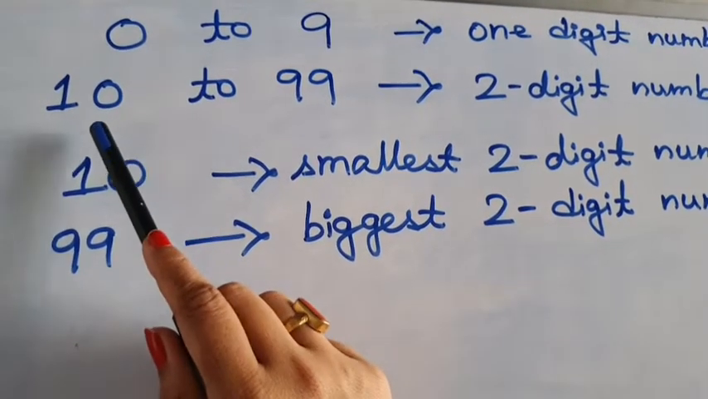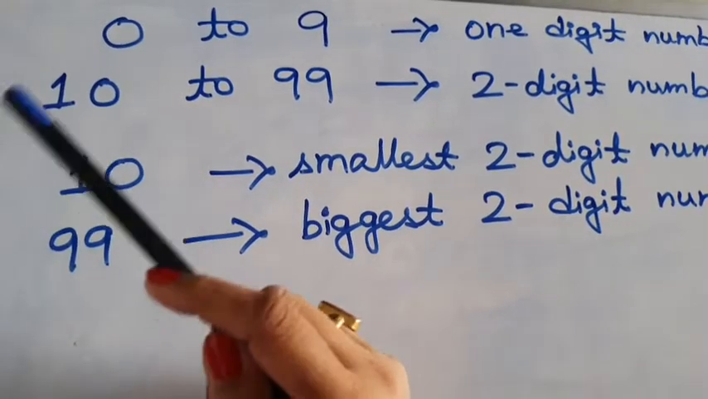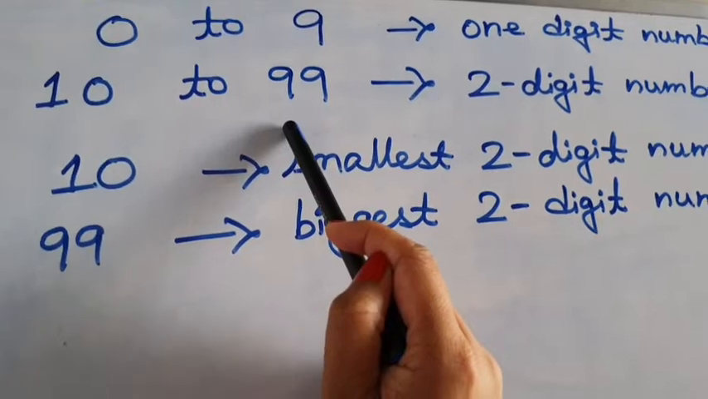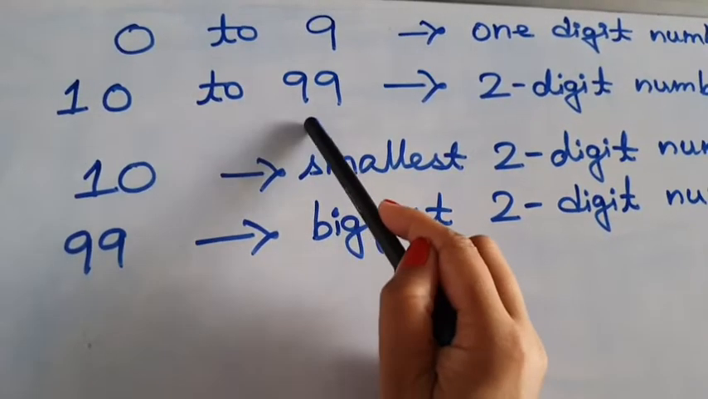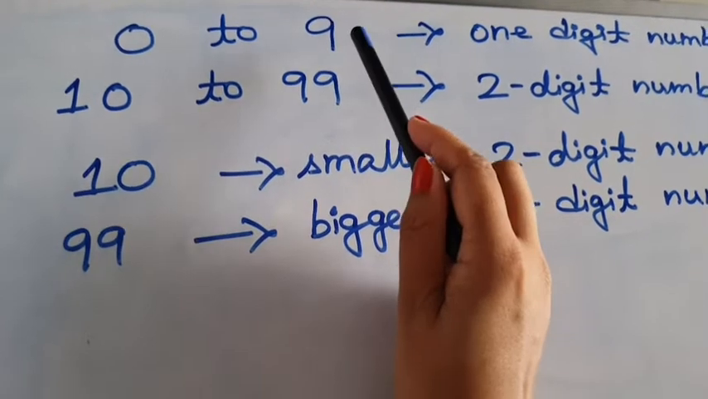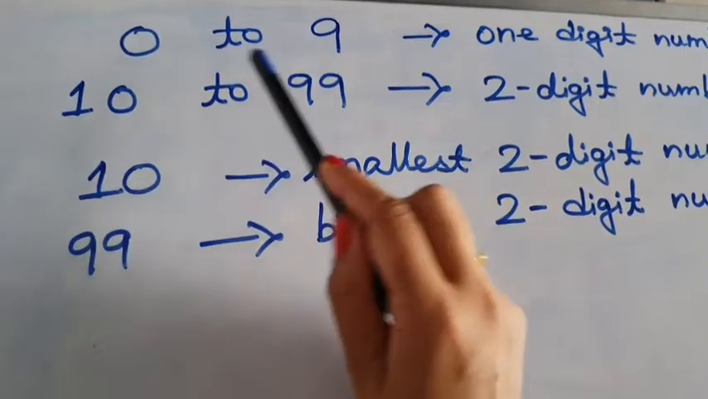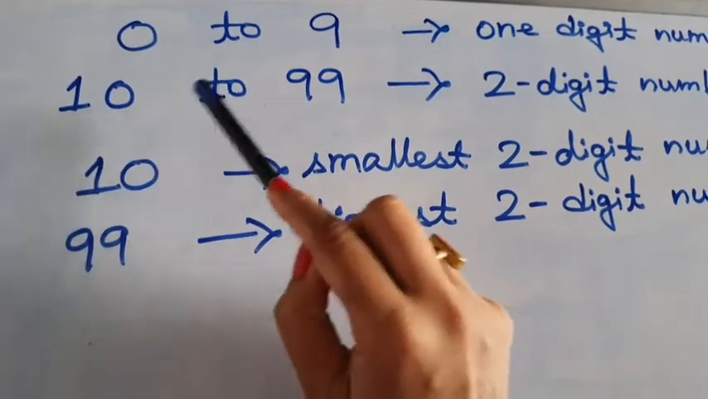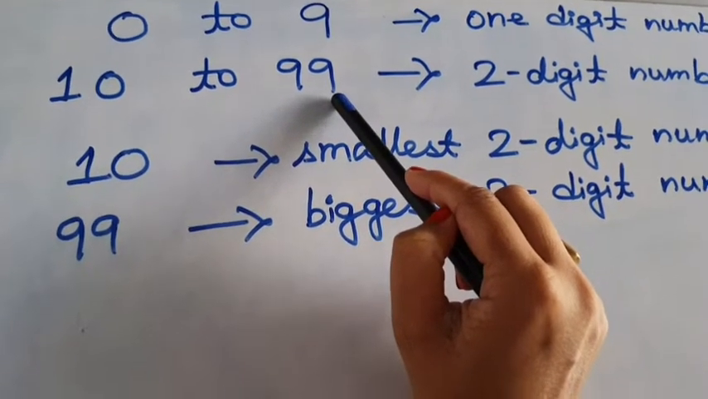Now, from 10 to 99, like 10, 11, 12, 13, 14, like this up to 99, these are known as two digit numbers. See, 1, 2. Here only one digit is there, so this is known as one digit number. Here you can see there are two digits, 1, 2. So these are two digit numbers.